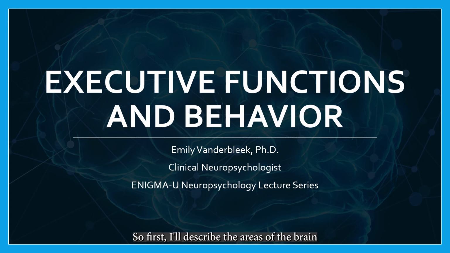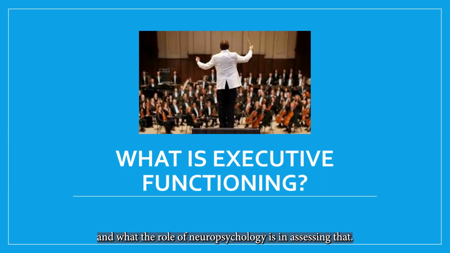So first, I'll describe the areas of the brain involved in executive functioning broadly. We'll talk primarily about three major circuits that go between the frontal lobes and the subcortical areas of the brain. We'll discuss how executive functions impact our behavior. Then we'll also talk about executive dysfunction and what that looks like, and what the role of neuropsychology is in assessing that. So what is executive functioning?